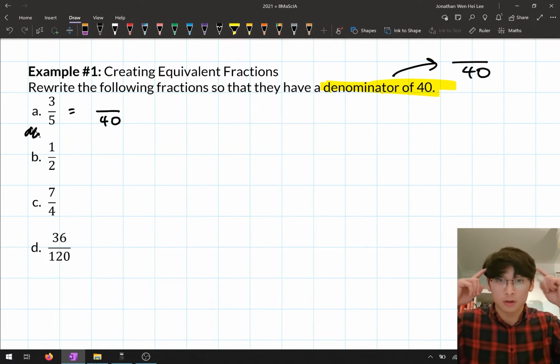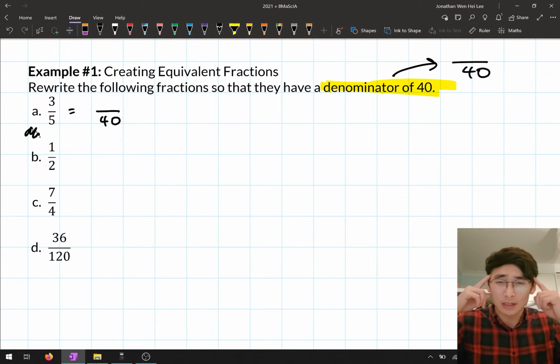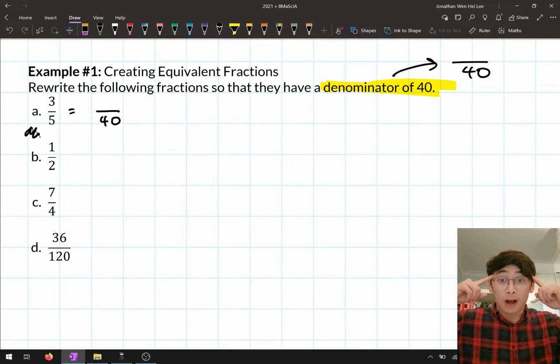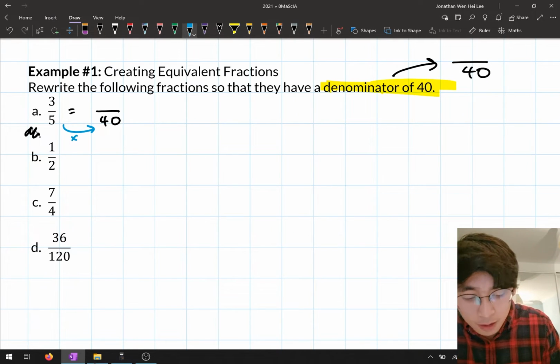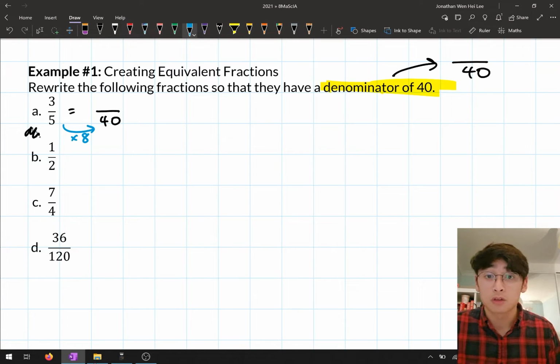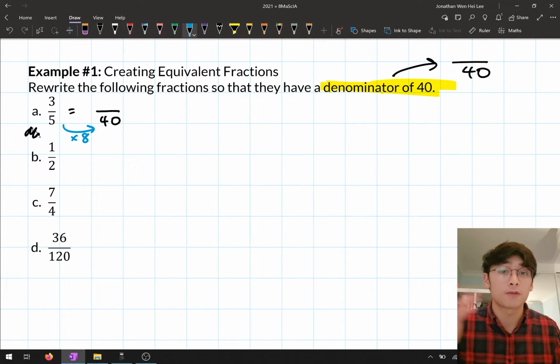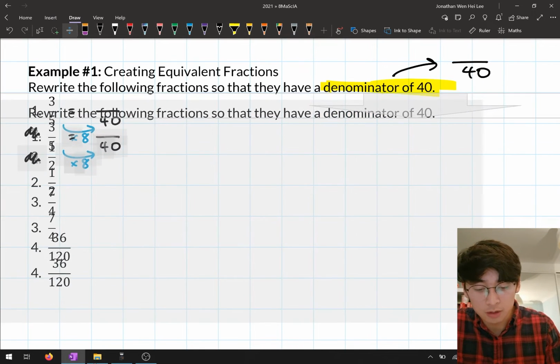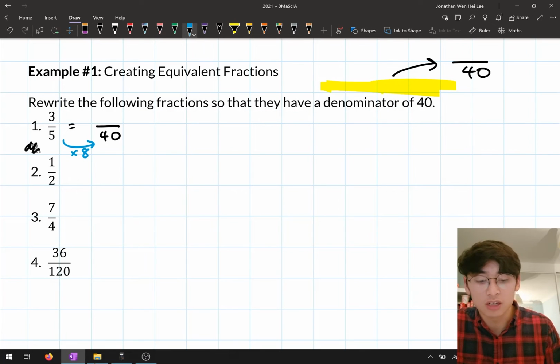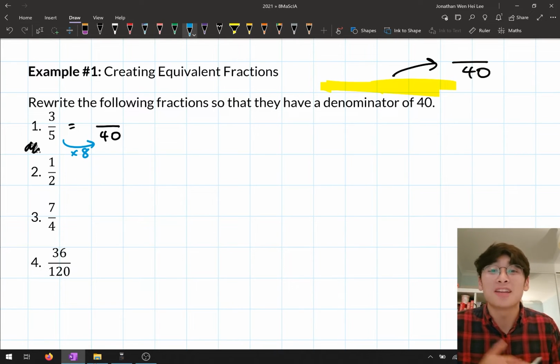Now, a few of you have got your times table in your head, and you can think to yourself, what do I need to multiply 5 by to get 40? In your head, some of you are already thinking, I know that number. That's just timesing it by 8. So if I want to go from 5 to 40, then I need to multiply by 8, which is exactly right.